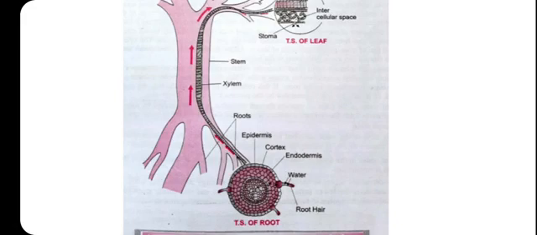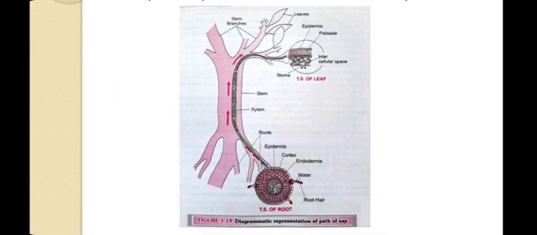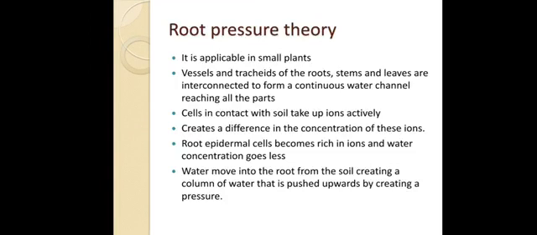Okay, so first you will say that active transport is going on here. So first by active transport, the root epidermal cells are taking up the ions, and the concentration of ions is increasing inside and it is low outside, and outside the water concentration is high and inside the concentration of water is low. So water also will go inside and then it will keep on passing to the other parallel cells. Okay, so root pressure theory says that cells in contact with soil take up ions actively. Actively means active transport, and creates a difference in the concentration of these ions.